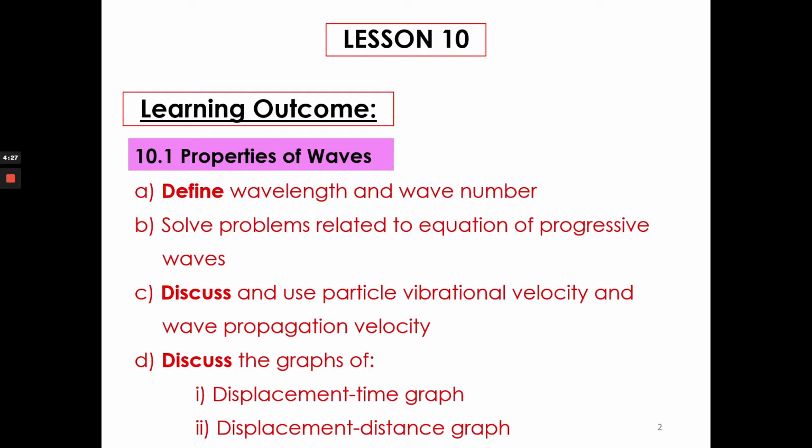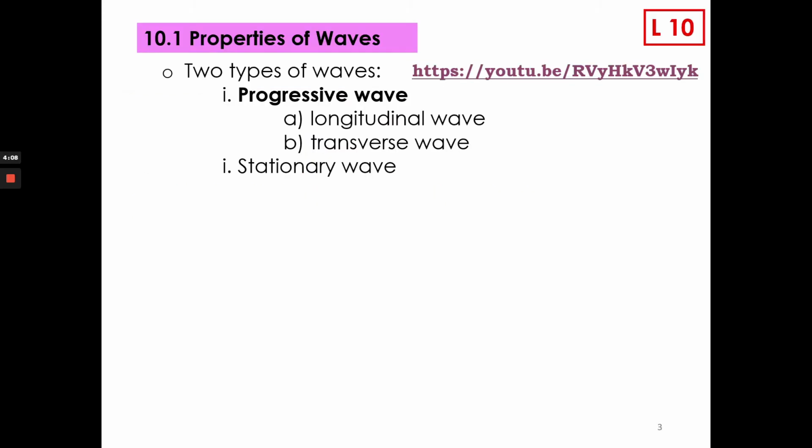In 10.1, we have 4 learning outcomes to be covered. Define wavelength and wave number, solve problems which are to be solved in tutorial, discuss and use particle vibrational velocity, and discuss graph of displacement against time and displacement against distance graph.